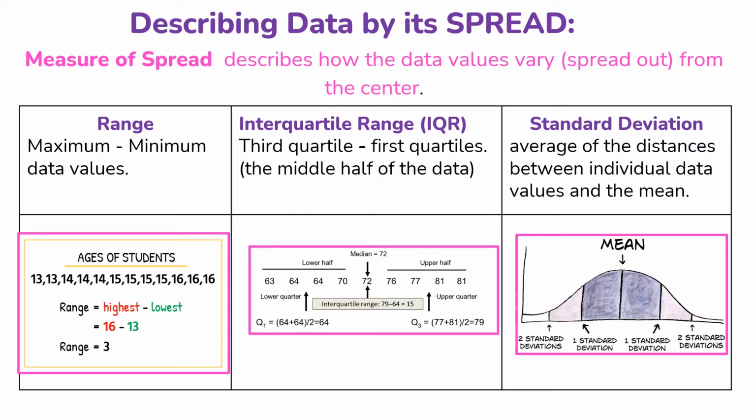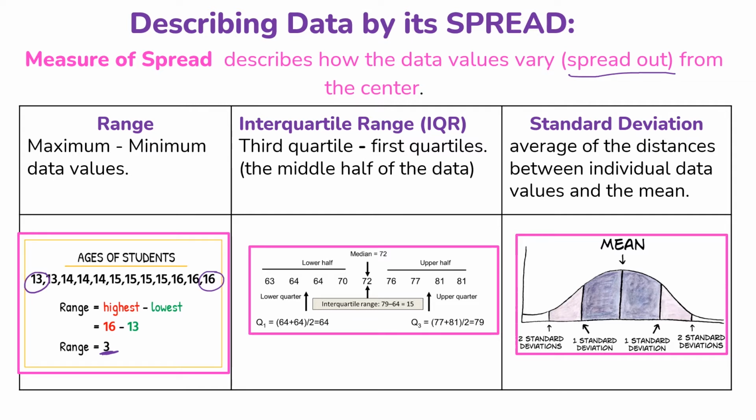When we're describing data by the spread, remember we're describing how the data is spread out from the center. So we're not just looking at the center. And we use the range, the interquartile range, and standard deviation. Recall that the range is just the difference between the highest and lowest values, or you're subtracting your minimum and maximum. As an example here, our highest value or our maximum is 16, lowest value is 13. We subtract those two numbers, we get 3.